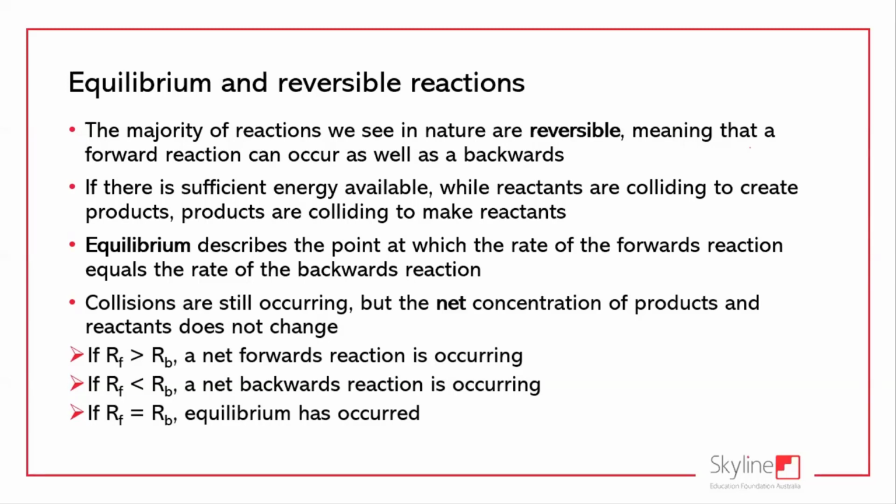If the rate of the forward reaction is greater than the rate of the backwards reaction, the reaction's still taking place forward in the way we expect it to. But if the rate of the backwards reaction is greater, then we're actually going to have a net push backwards. Equilibrium is where the rates of our forward and our backwards reactions are equal. So there's no net change.